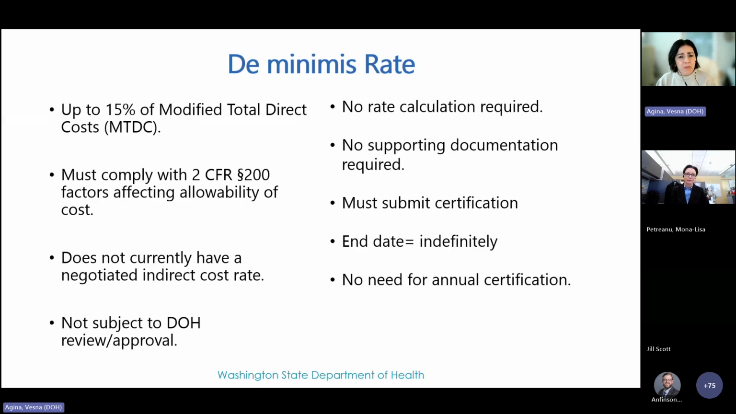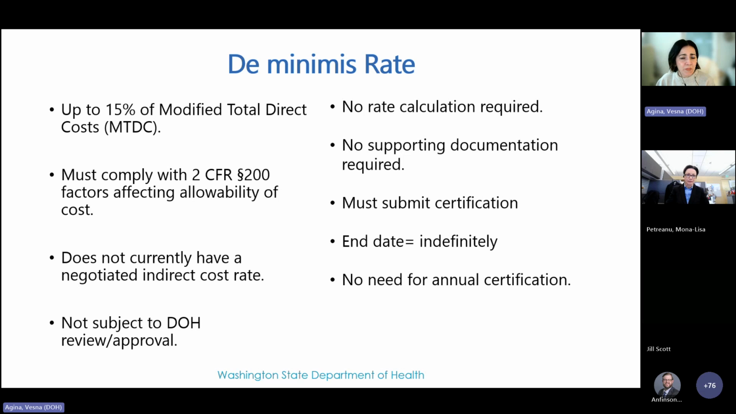This is the de minimis rate slide. Again, we talked about this already. It's 15% of modified total direct cost, and I will go into this MTDC a little bit further in my presentation. You still have to comply with 2 CFR 200, so you still have to look and see if the cost is allowable or unallowable based on 2 CFR 200.